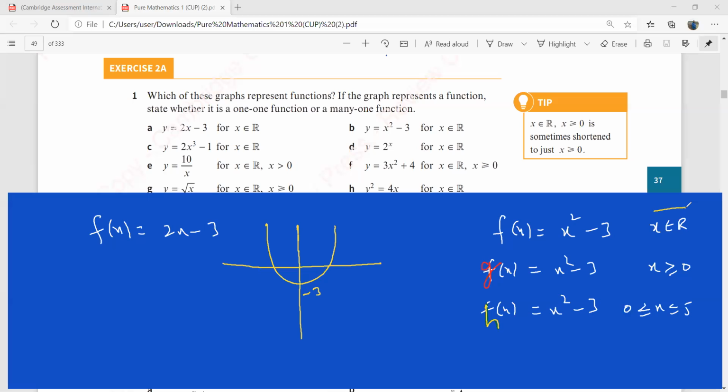If this is the domain, what kind of function is this? Is it a one-to-one function, or is it a many-to-one function? It is many to one, because if you draw a horizontal line, it will pass twice through this curve.